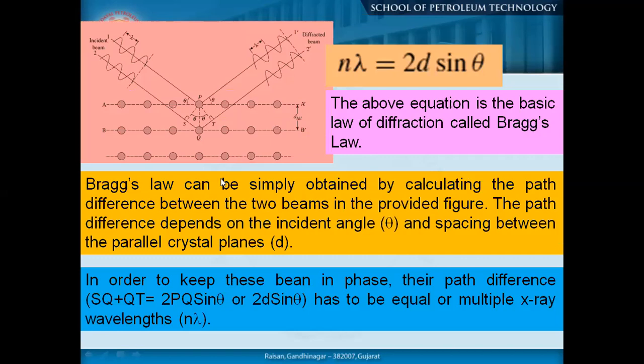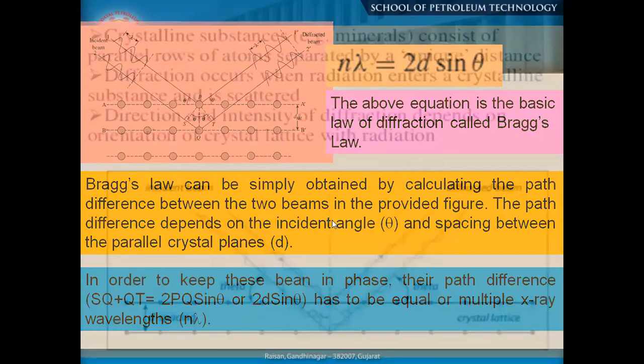Bragg's law can be simply obtained by calculating the path difference between the two beams in the provided figure. If you look, by just using trigonometric formulations, we can understand the path difference between diffracted beam 1 and 2. That actually helps us to understand.